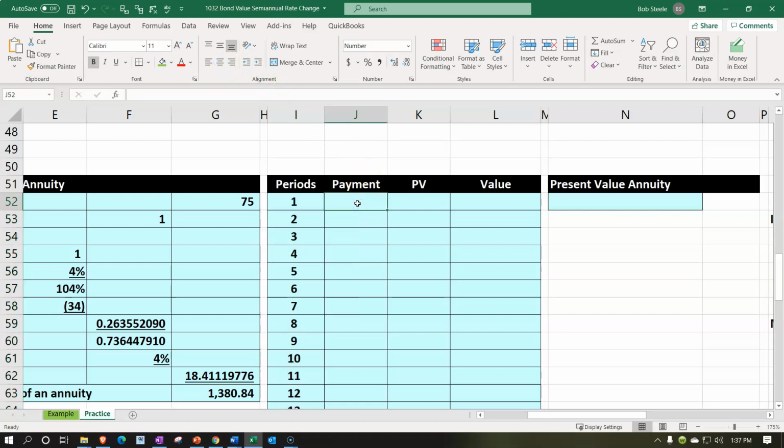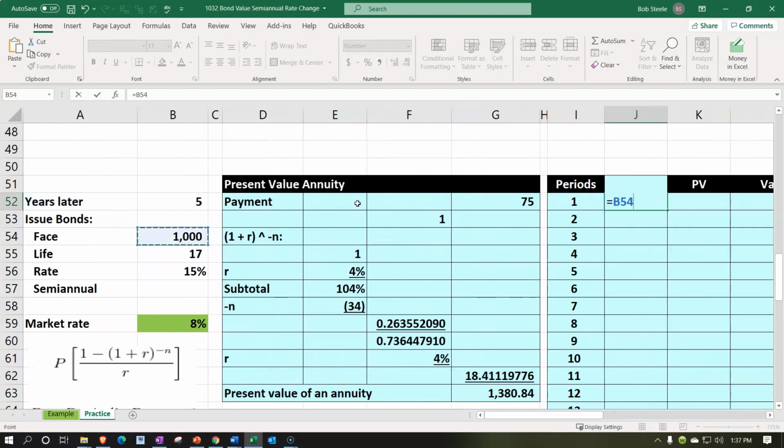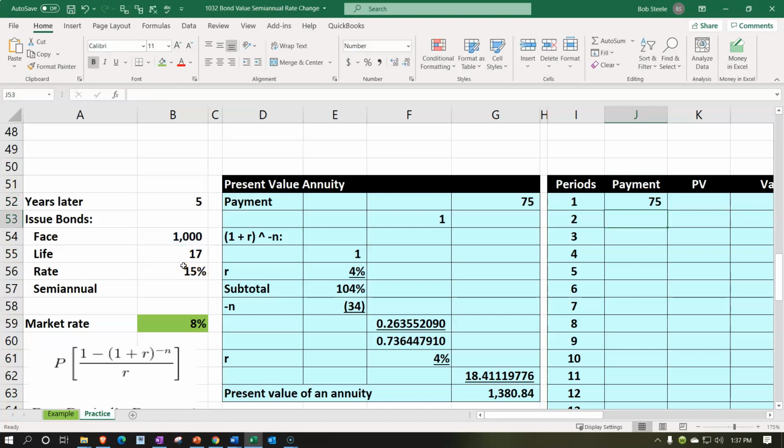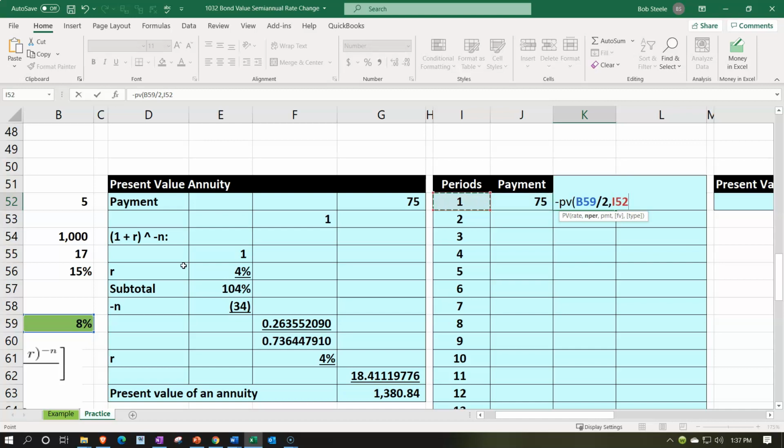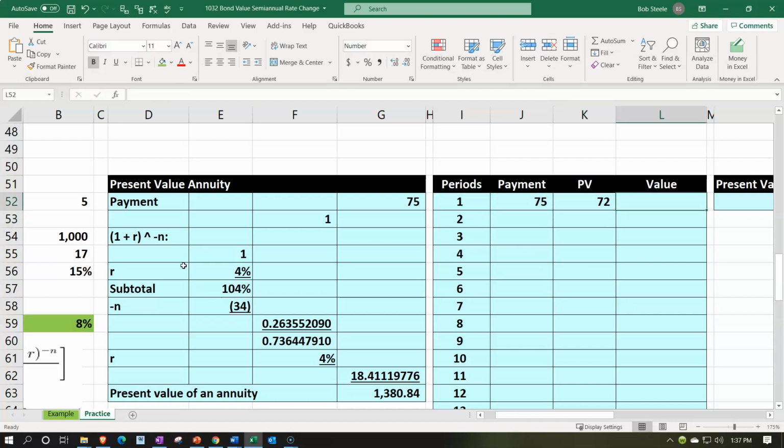Let's recalculate the payment again just so we know where that comes from. It's going to be the 1,000 times the 15%, the amount on the bond, divided by 2 because semi-annual. And then the present value is going to be negative PV, shift 9. Rate is going to be, let's calculate that again. That's going to be the market rate here divided by 2 because semi-annual, 6 months. And then the number of periods, 1 now, because we're just bringing this 1 payment back, comma, comma, not an annuity, 75, and enter. So we'll bring that one in, and then we'll just continue this process.